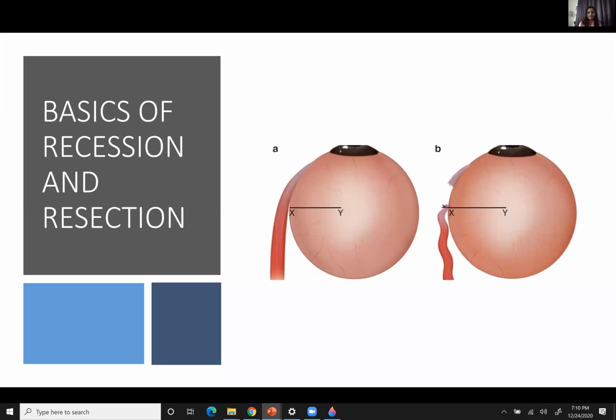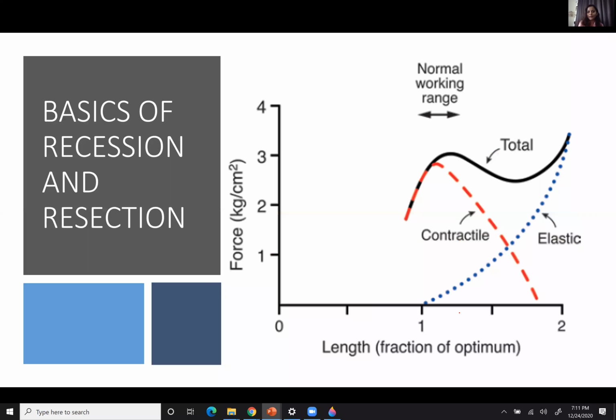So coming to the basics of recession and resection. Like I told you in the beginning, to weaken a muscle, you just loosen it. Is that all that is there to it? When you actually recess a muscle, for example, when you're taking the muscle back here, of course the muscle is slackened, but what happens? You know that the muscle is made up of several sarcomeres, right? So what happens is defined by this curve.